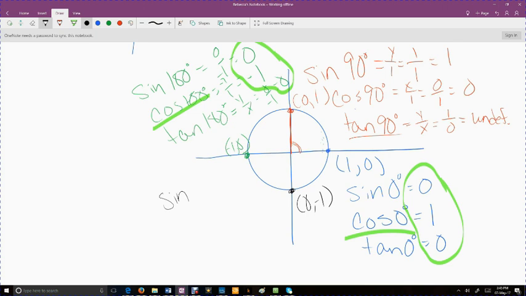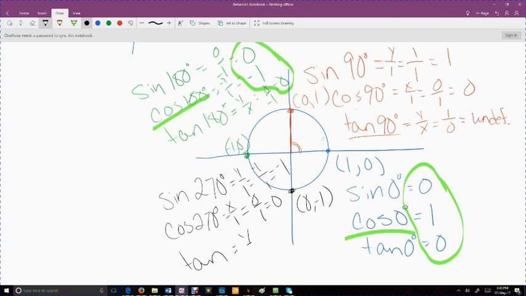So sine of 270 degrees equals y over 1 equals -1 over 1 equals -1. I'm writing inside my unit circle, but that's okay. Cosine of 270 degrees equals x over 1. Again, the over 1 is the hypotenuse because my circle has a radius of 1. So 0 over 1 equals 0, and then tangent of 270 equals y over x, which is -1 over 0.